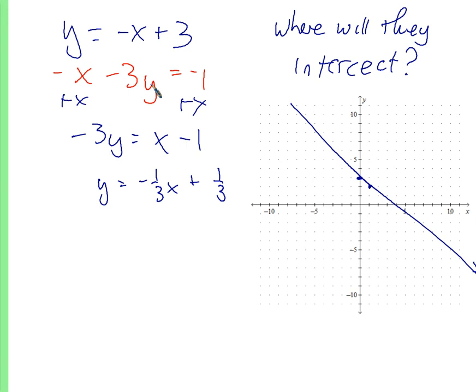You could plug in 0 for x and you could plug in 0 for y. That's what I would do. 0 for x and 0 for y. So I'm going to plug in 0 for x. What do I get for y? Negative 3y equals negative 1. So y equals? 1/3. Okay. Here's 1/3. And then I plug in 0 for y. What do I get for x? 1, 0.